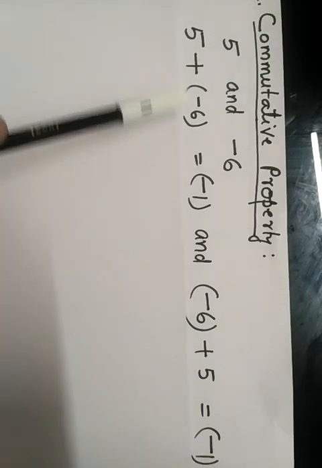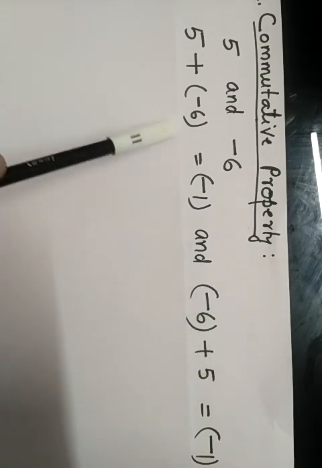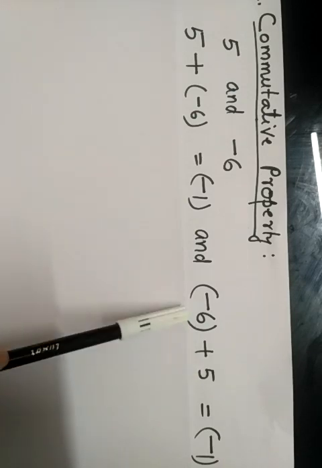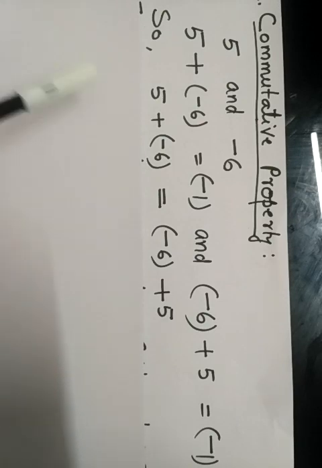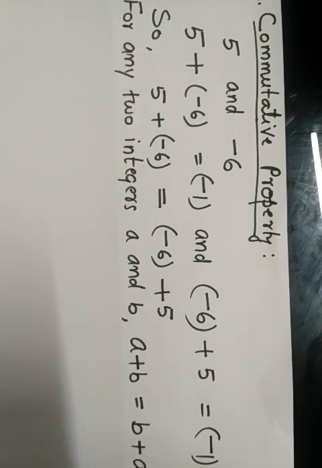Here 5 plus -6 is -1, and -6 plus 5 is also -1. The integers are not changed, we just change the order of the integers, and the answer is the same. In both cases the answer is the same. So this is called the commutative property, commutativity. So 5 plus -6 is equal to -6 plus 5.